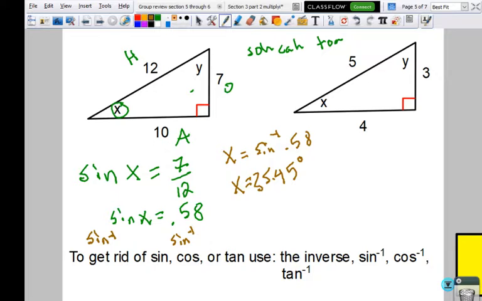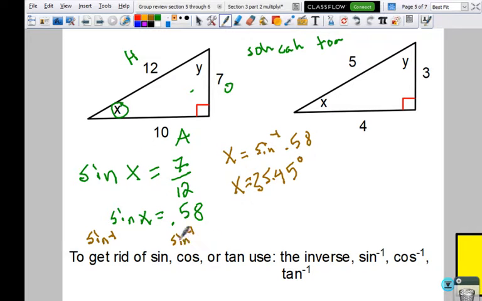Alright, we still gotta find y, right? Oh wait, you can do 35.45 plus 90. You know that one right there is a 90-degree angle, and then subtract it by 360. Alright, 180.